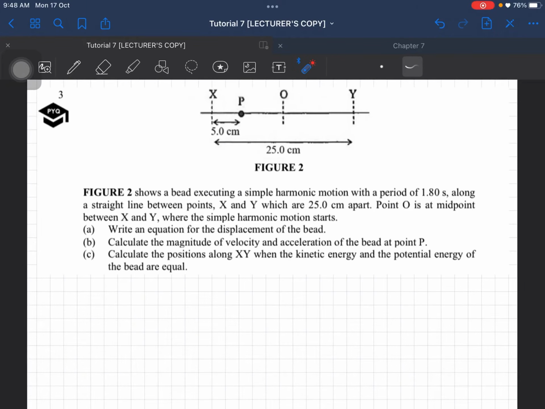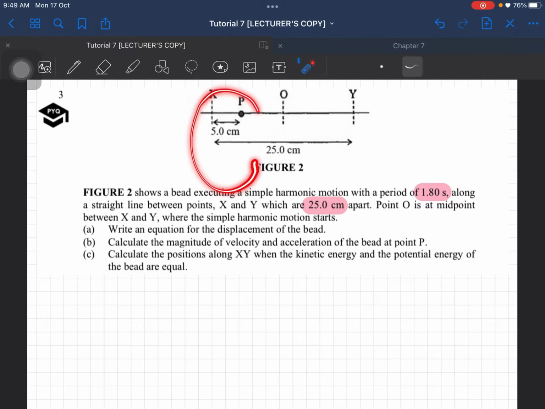Question number 3. The figure is showing a bead executing a simple harmonic motion with a period of 1.8 seconds along a straight line between points X and Y, which are 25 centimeters apart. Point O is the midpoint between X and Y where the simple harmonic motion starts. What we need to do is write an equation for the displacement of the bead.